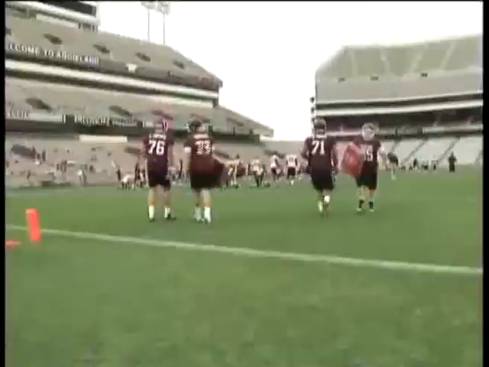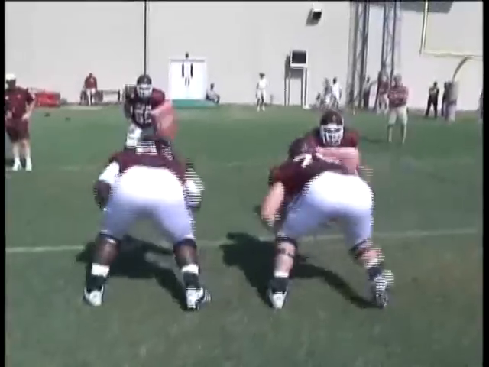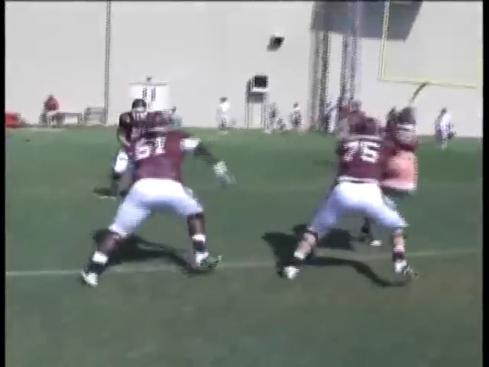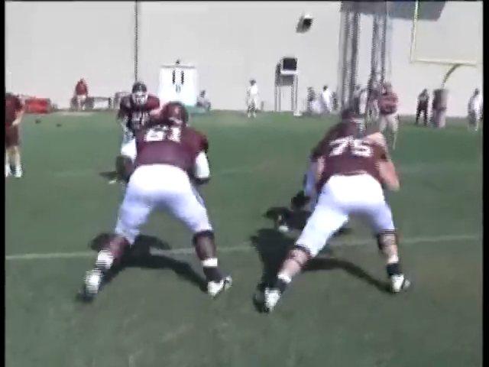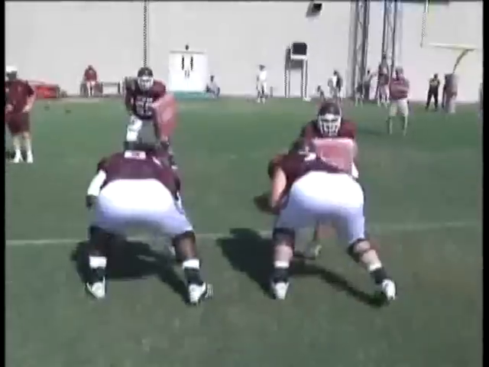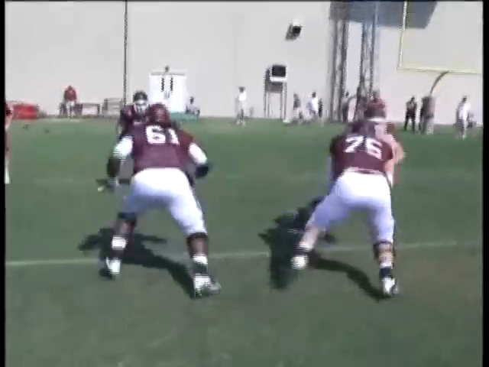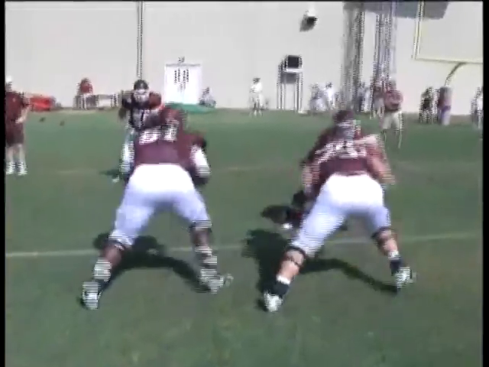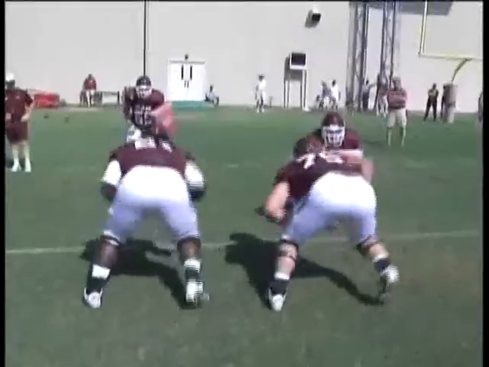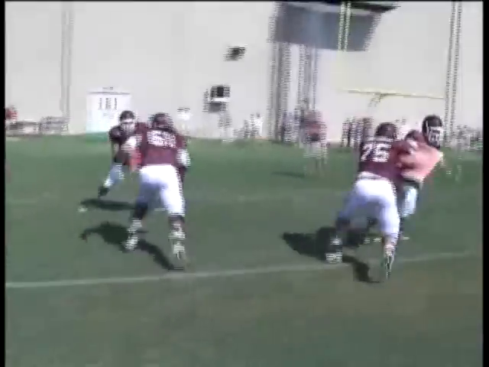Good footwork by 61. Remember, when you take your first step, the first step we take, we want it to be a 2-inch step, approximately 2 inches. The second step always gains ground. 75's got to gain ground with that second step. But initially, his first step is not putting his body in position to block his target, which is the inside half of the play side number.